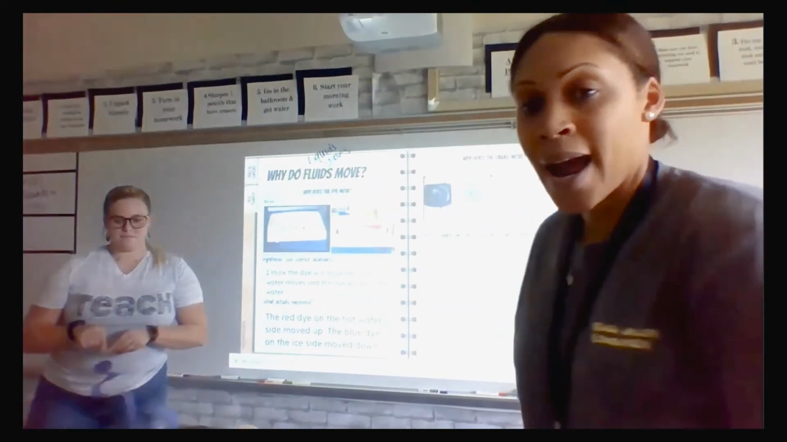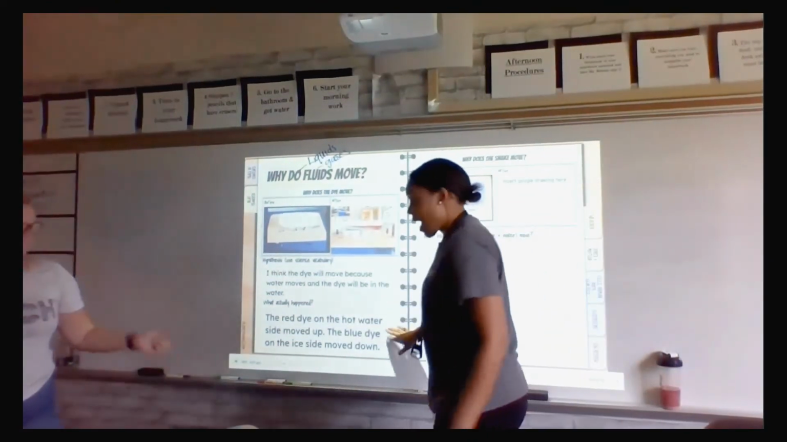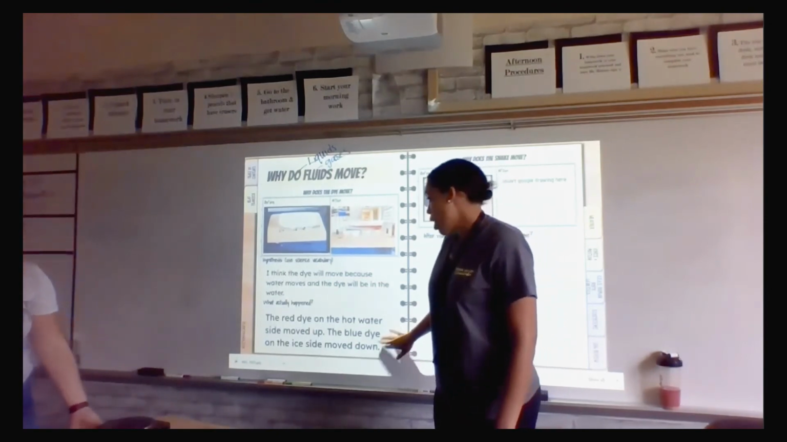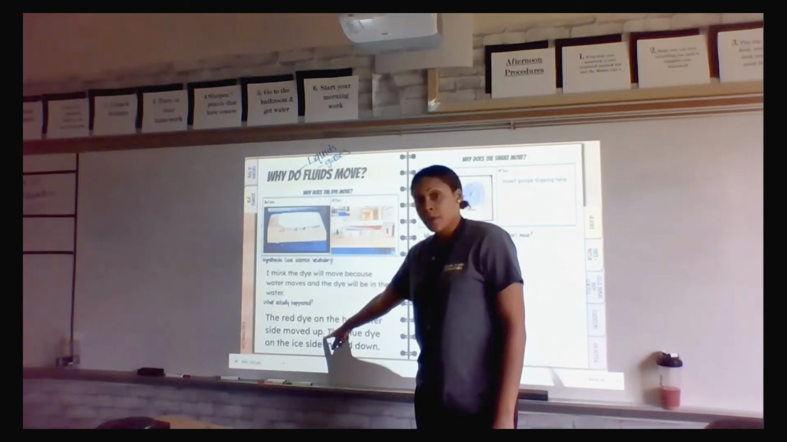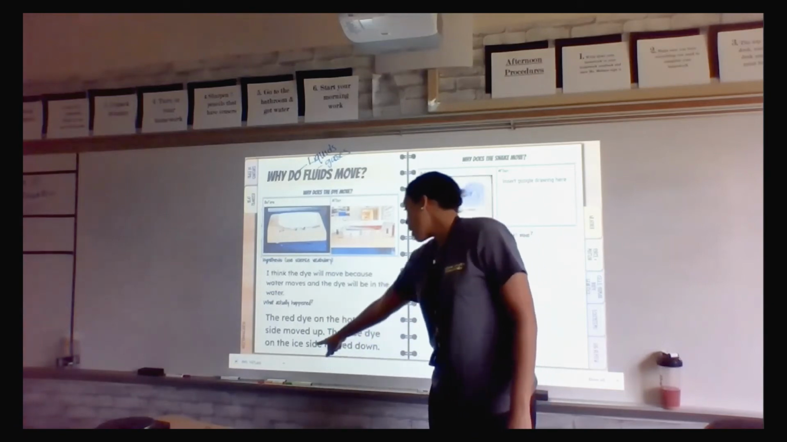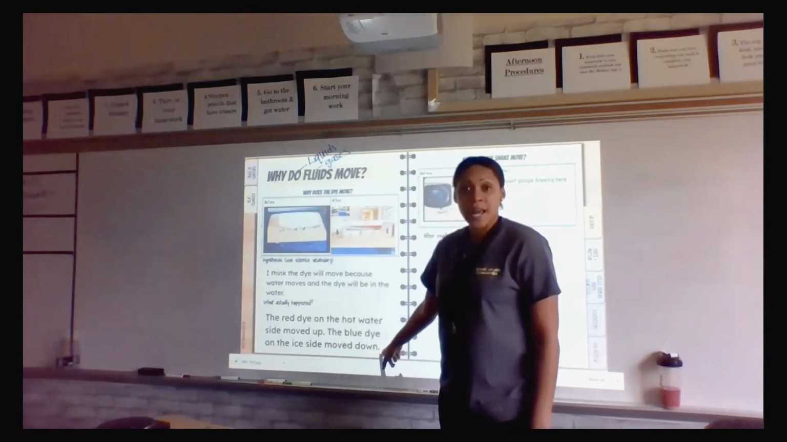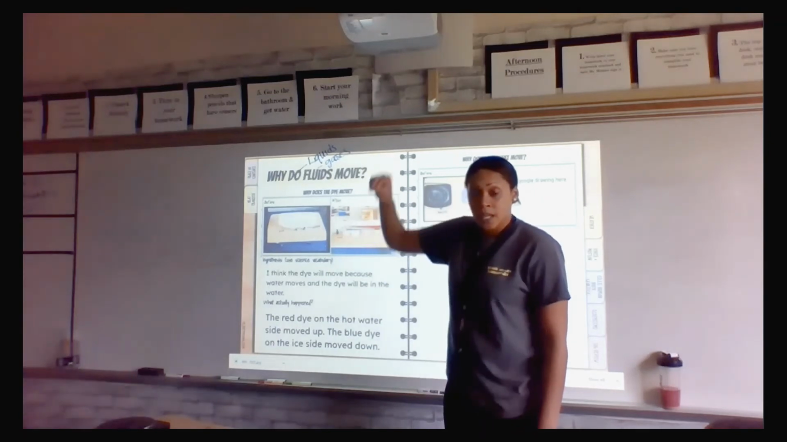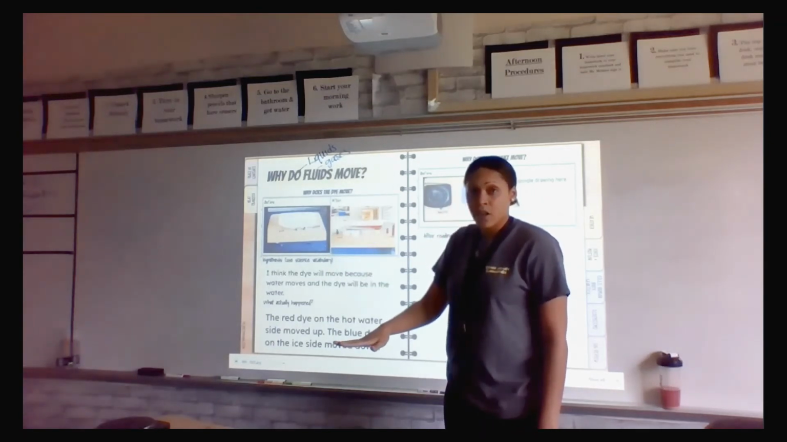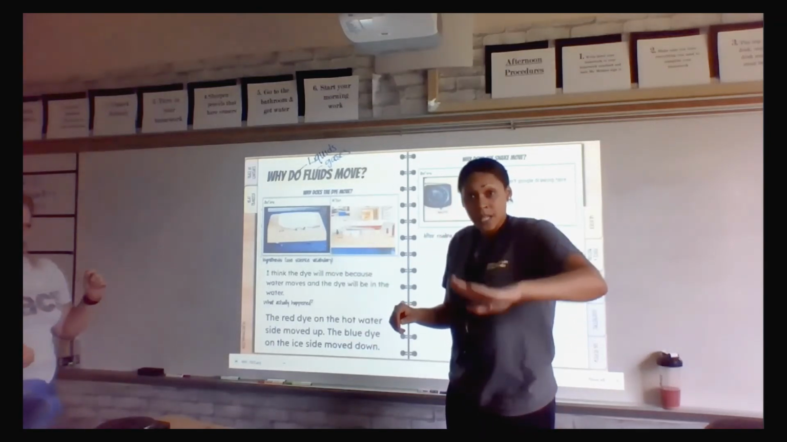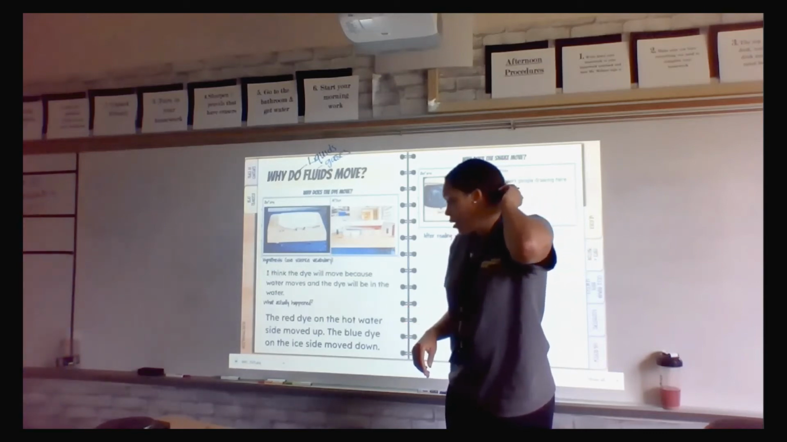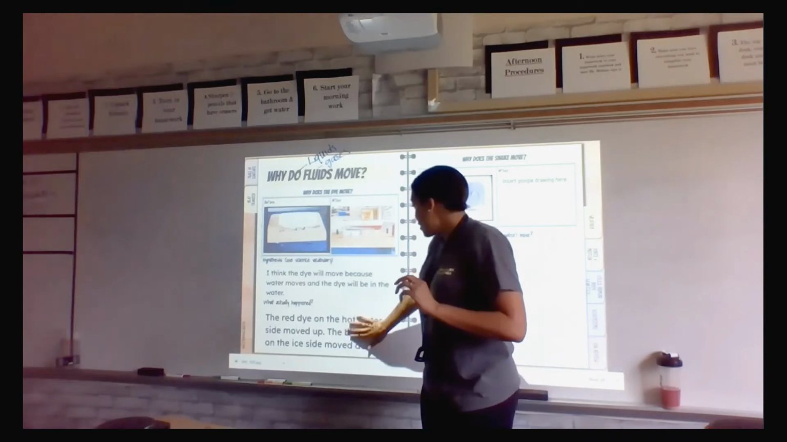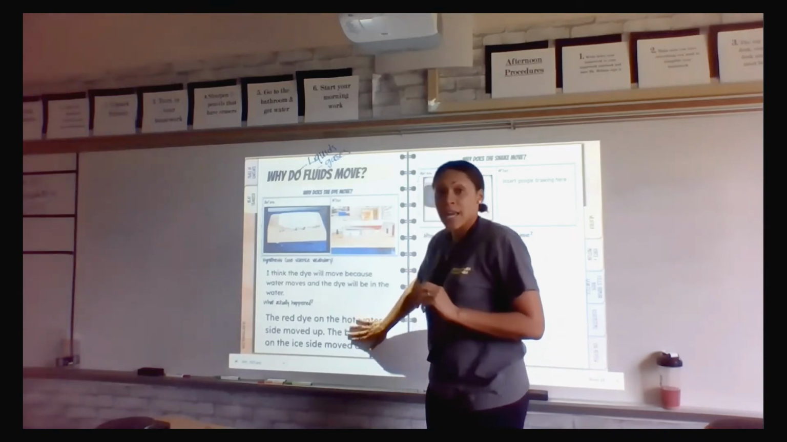Okay, so what actually happened, I have mine, it's real simple. I put the red dye on the hot water side, it moved up, and then I put the blue dye on the ice side, it moved down. So we dropped it in, it went down, and it stayed down. The red dye, we dropped it in, and then it rose back up, which is pretty cool. So that's what you should have done for what actually happened.